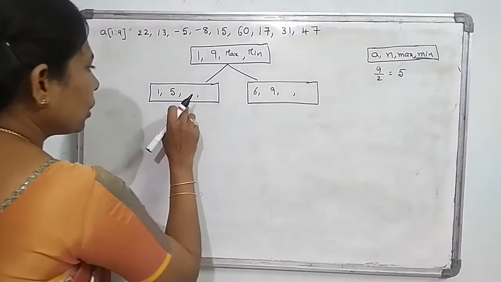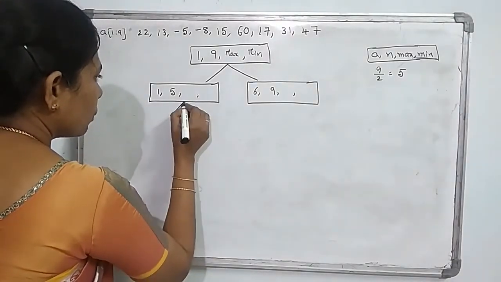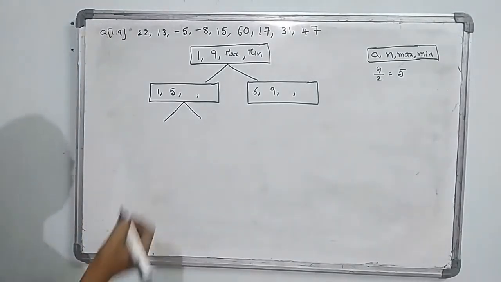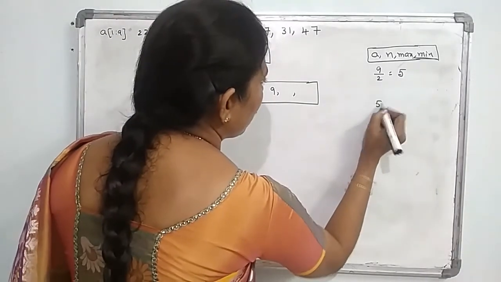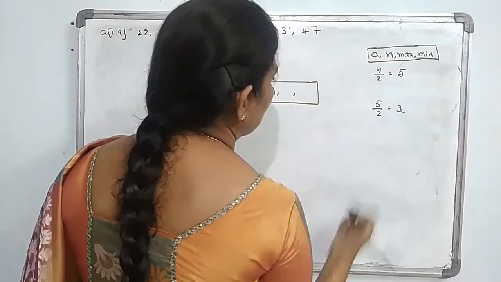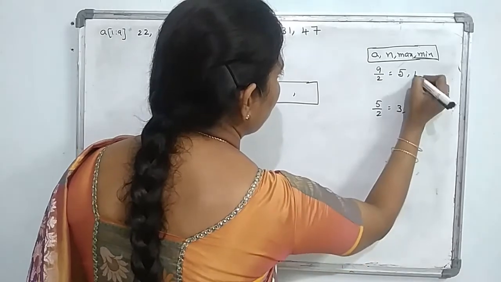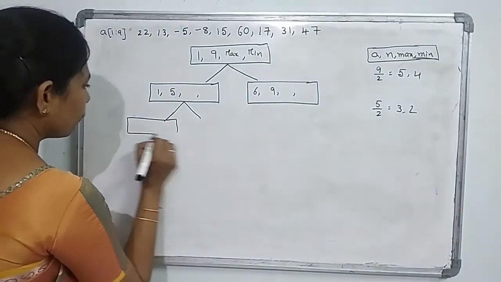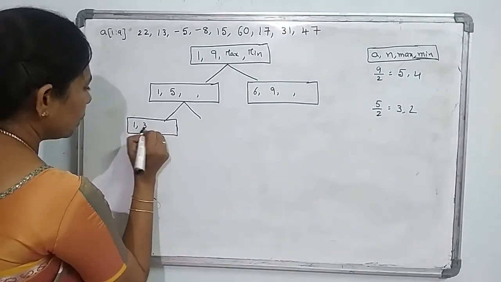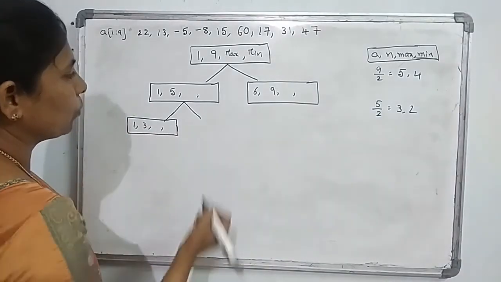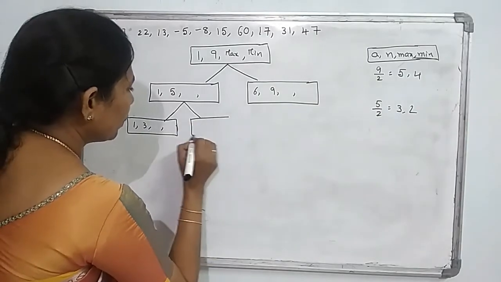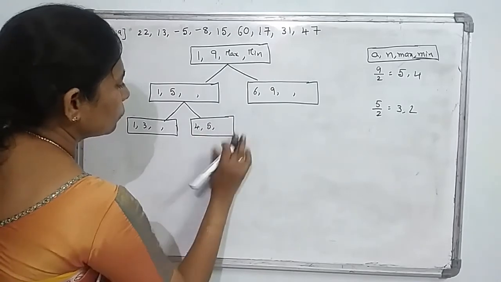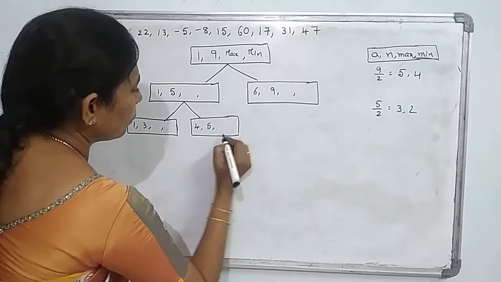Now again you can divide this into two parts. These are the 5 elements. For 5 by 2, you can take either 3 or 2. I am taking 3 and 2, this is 5, 4. I am taking 3 elements, 1 to 3, and you can find the maximum and minimum element. I am taking 2 elements, 4, 5, and there you can find the maximum and minimum element.